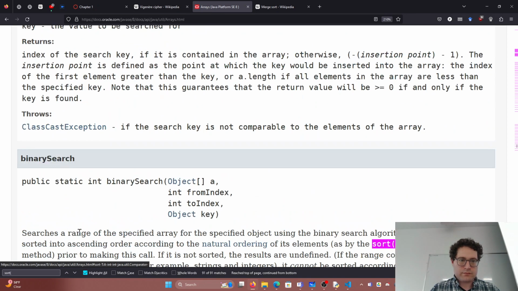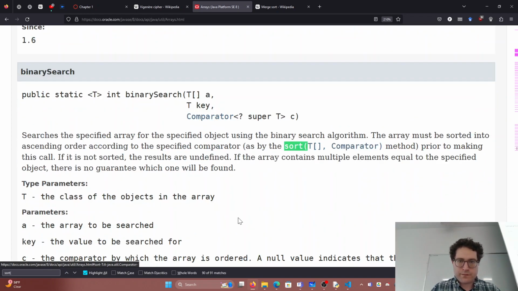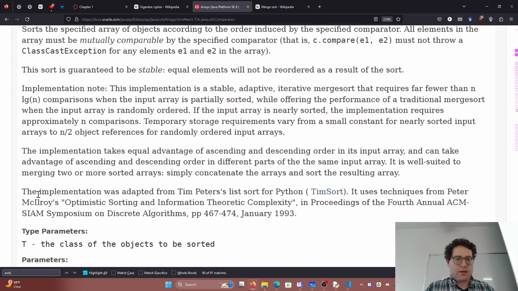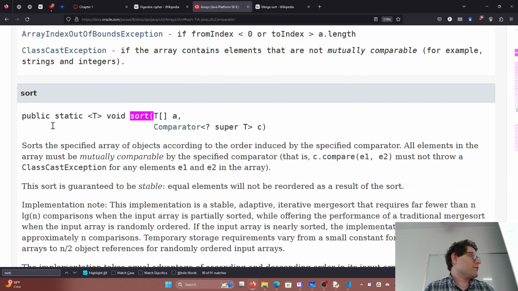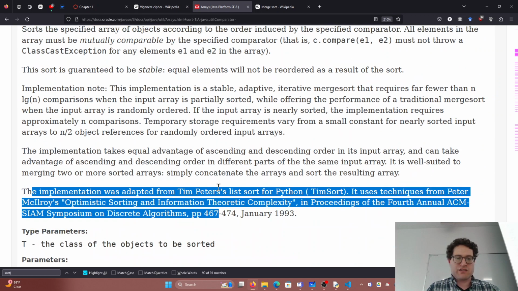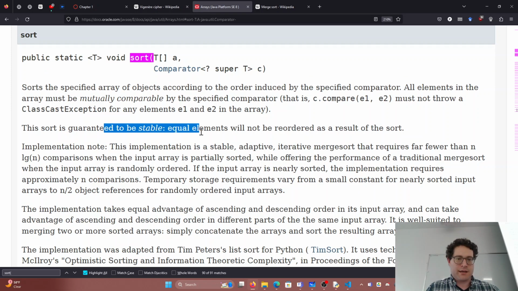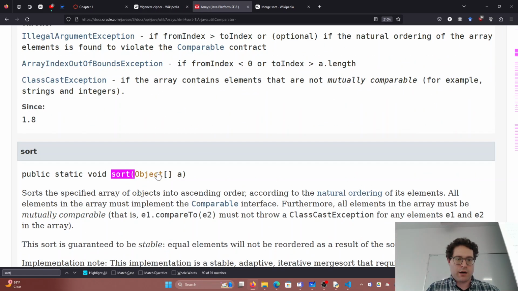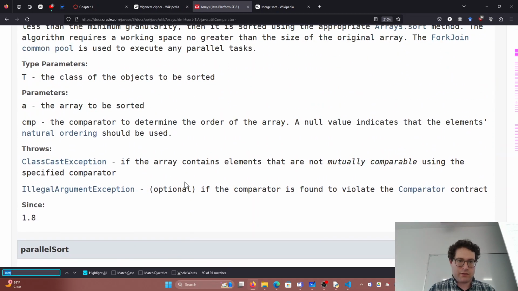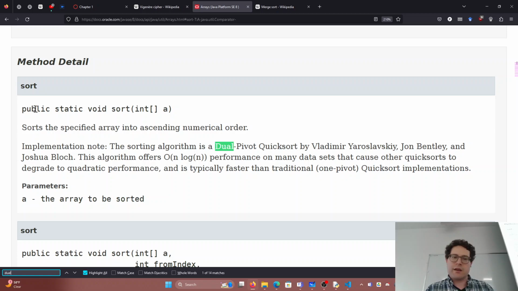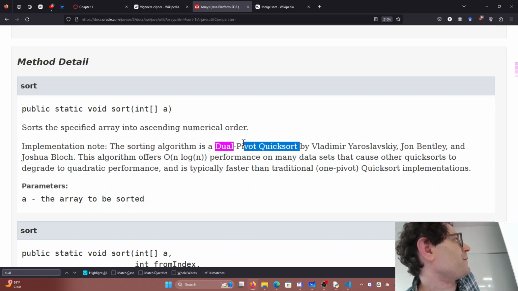So, first off, Java has two sorting algorithms that we can roughly divide it into using. First, it uses timsort for objects. Why? Because it's guaranteed to be stable. The equal elements will not be reordered as the result of the sort. For sorting primitives, like if we're sorting integers, it uses something else. It uses quicksort, but not just quicksort. It uses dual pivot quicksort. Okay?